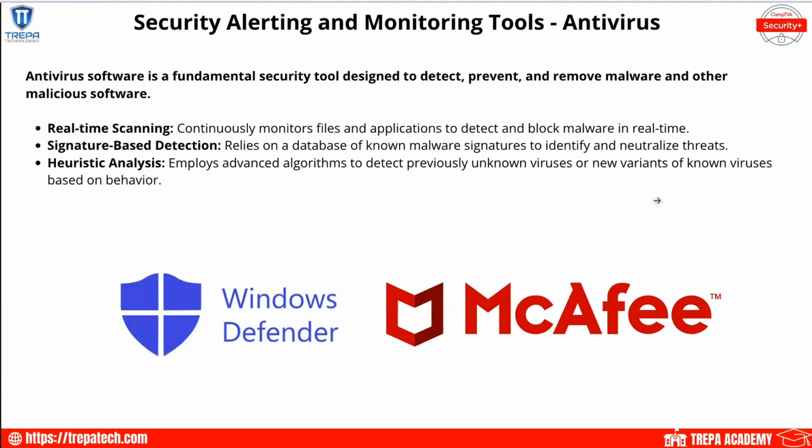Antivirus. So antivirus software, not only does it do prevention and block malware, it can also alert you as well. So it's designed to detect and prevent and also remediate, so actually remove malware and other malicious software, like we've talked about throughout the course. Antivirus software does real-time scanning and has two different major ways that it's going to detect viruses and malware. Signature-based, which relies on a database of known malware signatures. And then we have heuristic analysis.